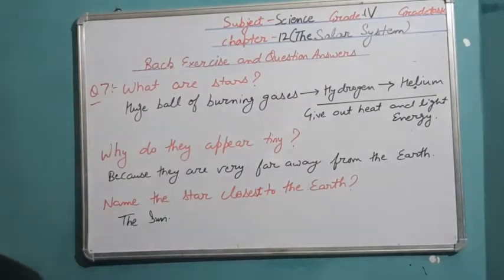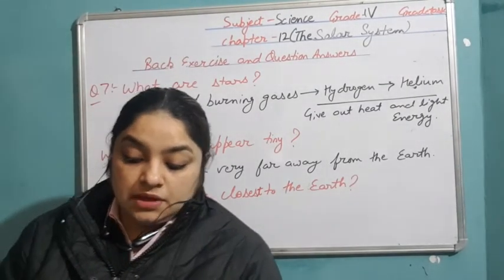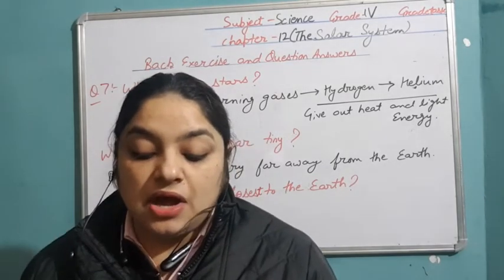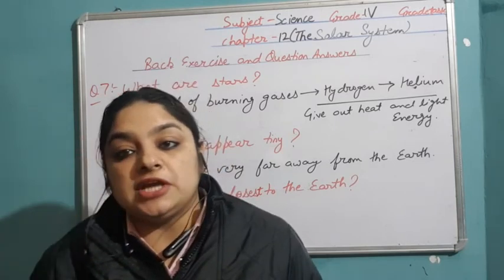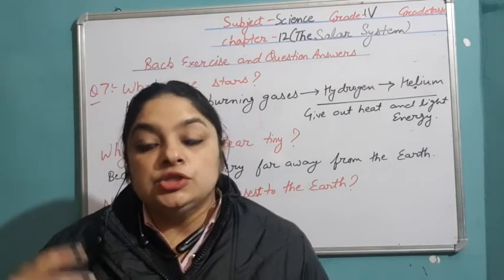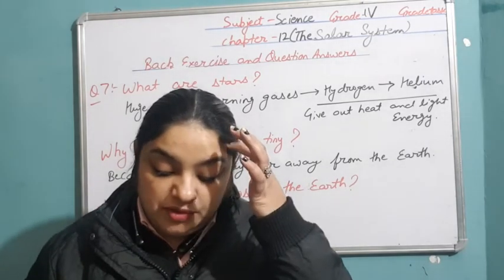After this, next is, why is Earth called the blue planet? Earth is known as the blue planet because 70% of the Earth is covered with water. So it seems blue in color, in appearance. That's why we call it the blue planet.